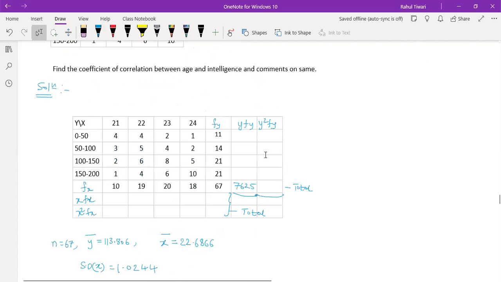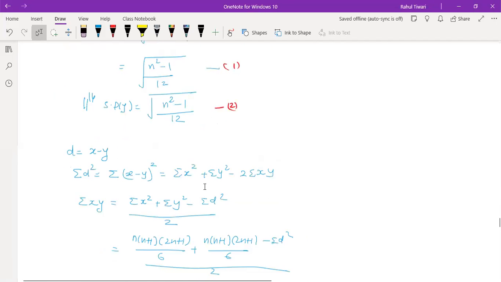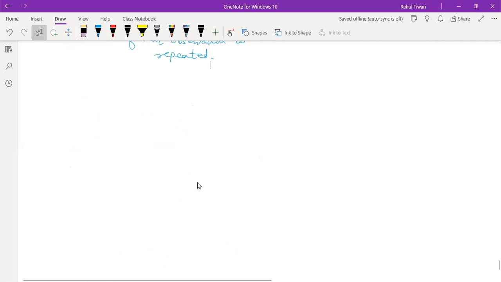So I think the example we have seen was number 6. Let's try example number 7.